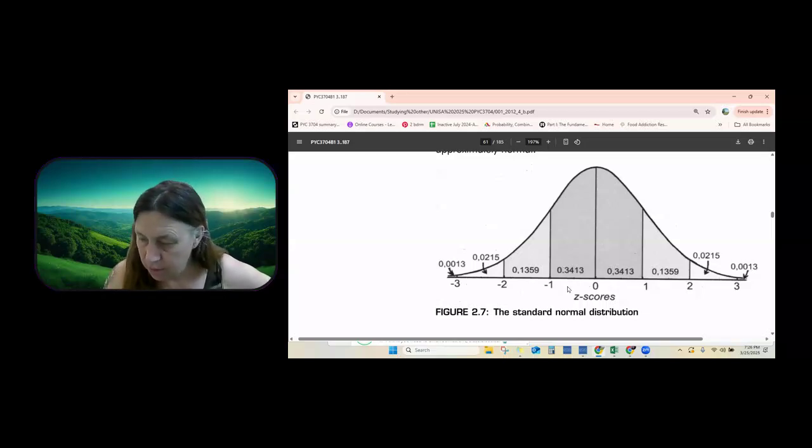Okay, so this is the standard normal distribution, indicated by the letter Z, z-scores, meaning this axis. This is the z-axis. So this is a z-score of 1, a z-score of 2, a z-score of 3.